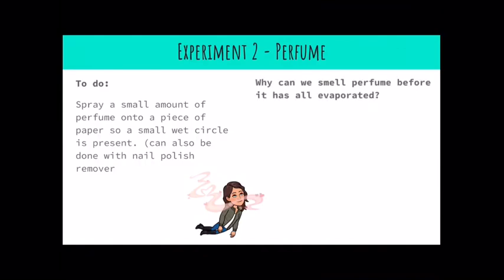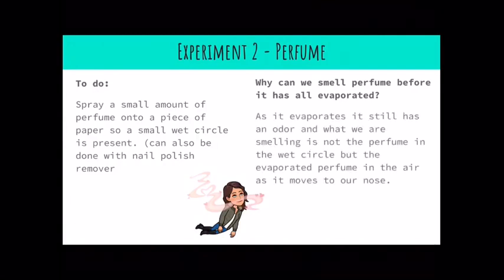Most of you guys have done this before. So why can we smell perfume before all of it has evaporated? If you go back to your piece of paper, you'll probably see there's still a bit of the wet circle there. The reason is that as it evaporates, it still has an odor, so we can still smell it. Therefore, we're not smelling the perfume on the wet circle, but the perfume that has evaporated, which is now in the air and moving towards our nose. Okay, so we need to write that explanation down on 319.